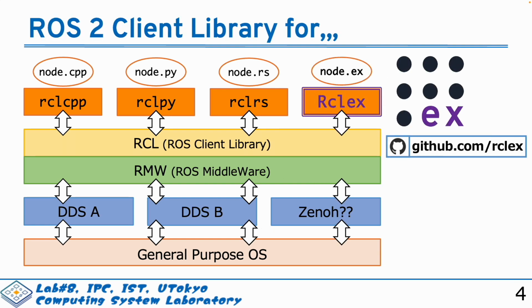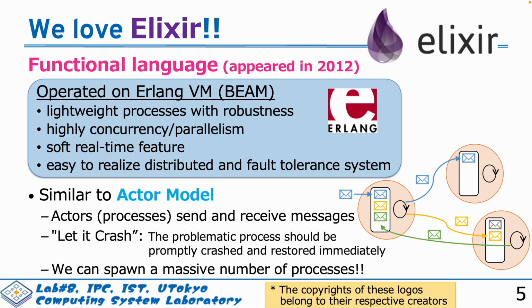So what we need is RCLEX. RCLEX will bring the power of ROS into the Elixir application. And more, we can implement a ROS node with Elixir by the functional paradigm. By the way, do you know Elixir? I think Elixir is not very famous in the ROS and Zenoh community.